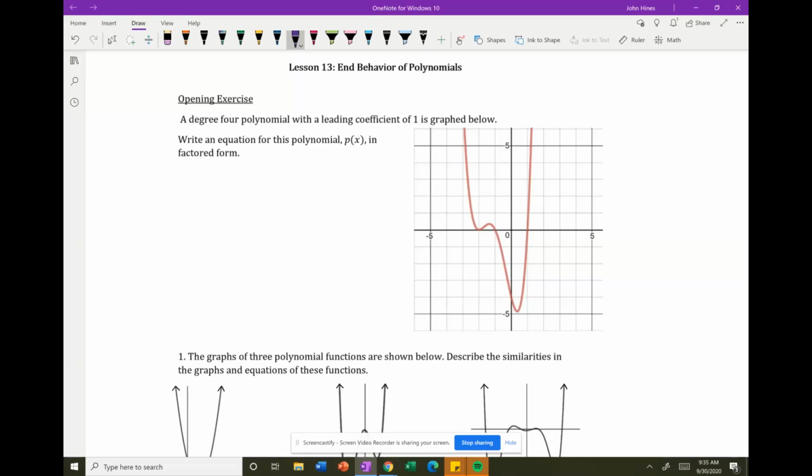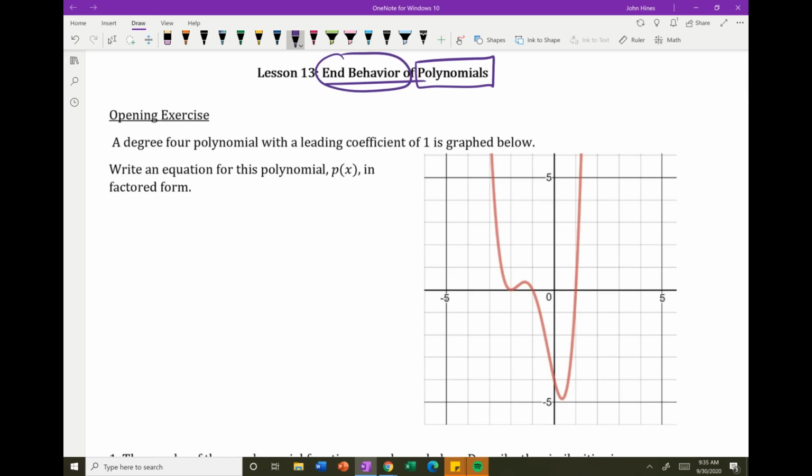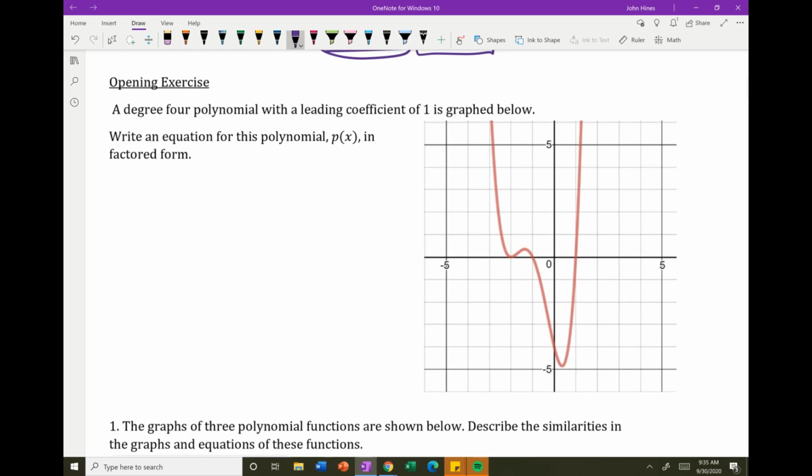Hi everybody, in this lesson we're going to be talking about the end behavior of polynomial functions. So yesterday we spent time graphing polynomials, and today we're going to talk about their end behavior, where we don't care what happens in the middle. I want to know what happens at the end as I go to positive infinity and negative infinity. What's happening to my graph? So let's start with this opening exercise here.